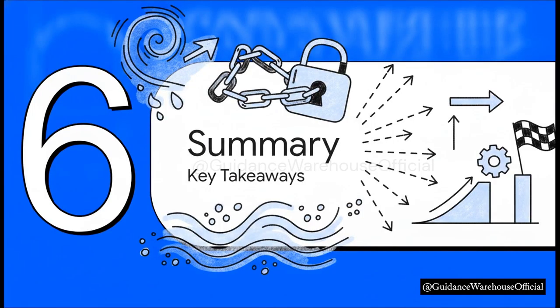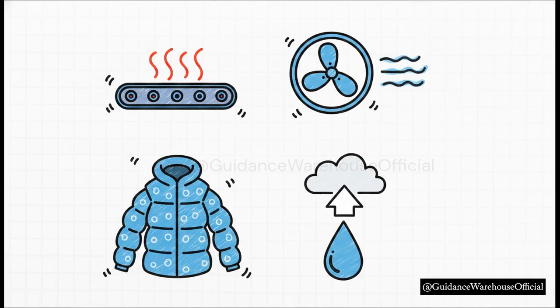Section 6. Summary and next steps. We have covered a ton of ground today, so let's lock in what we've learned. Here are your crucial takeaways. Number 1, convection is the macroscopic movement of mass. The fluid itself acts as a physical conveyor belt for heat.